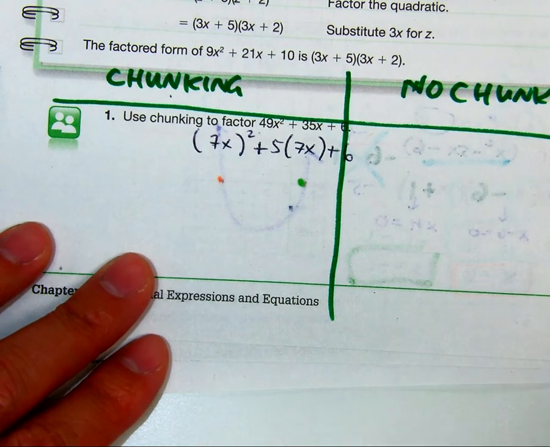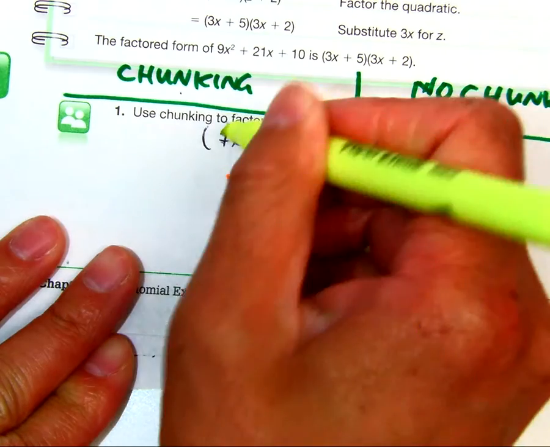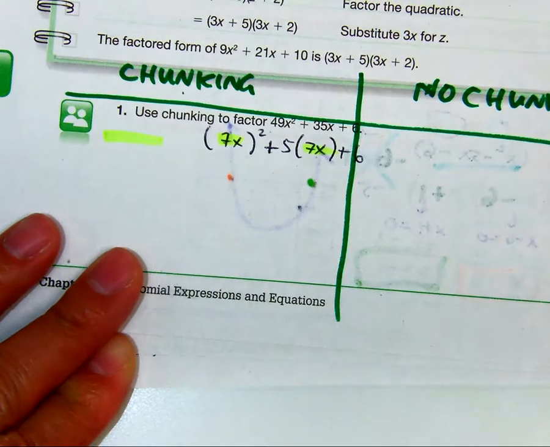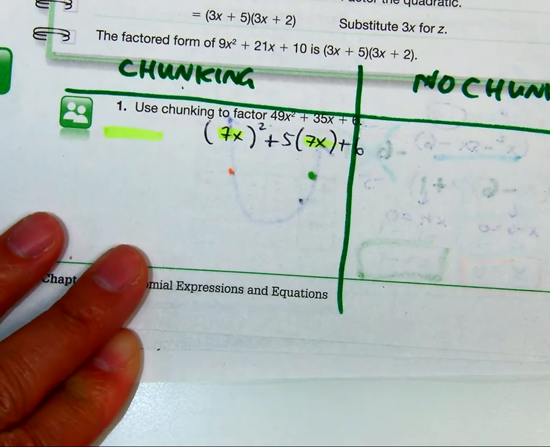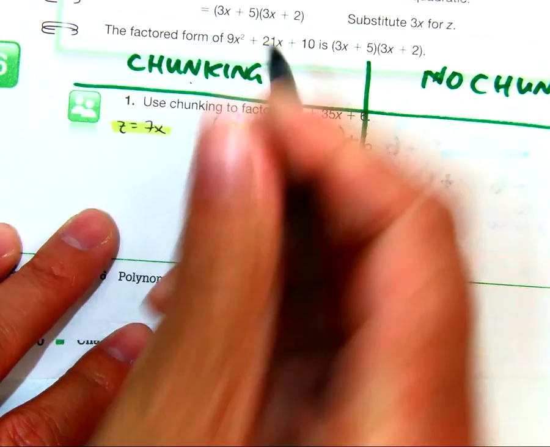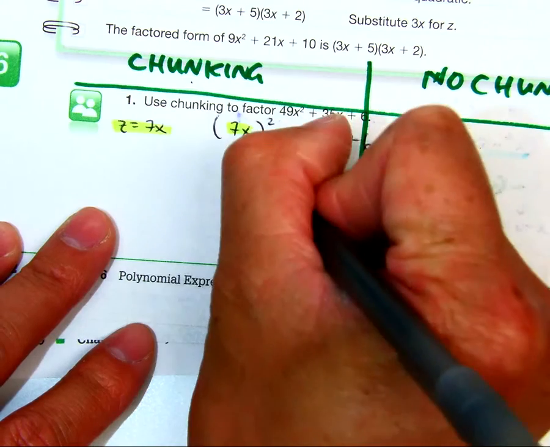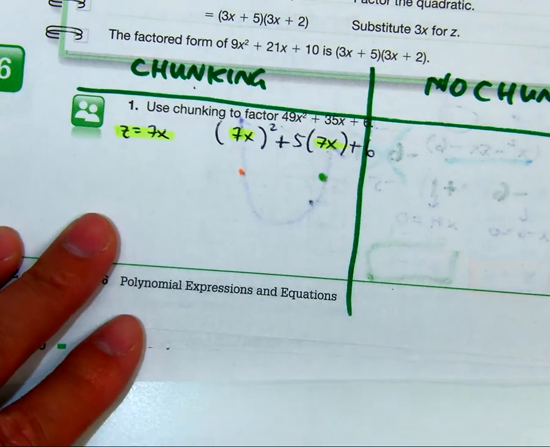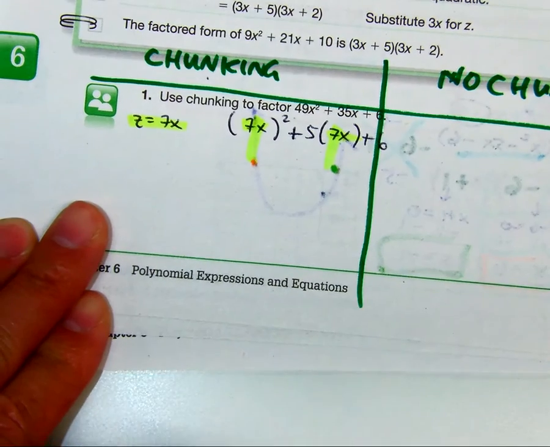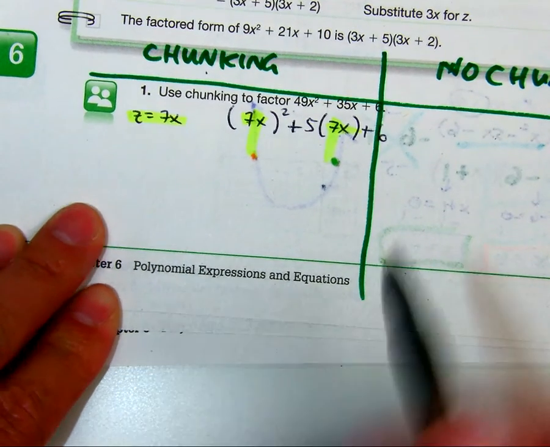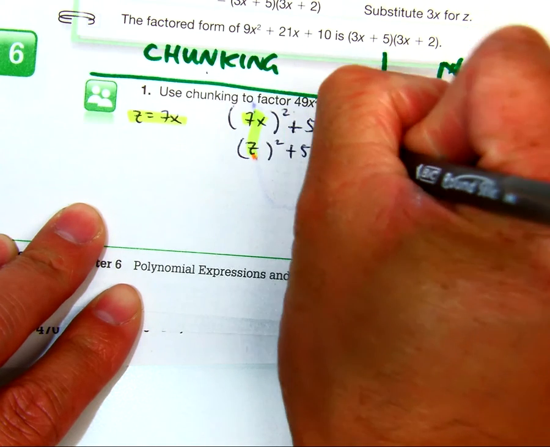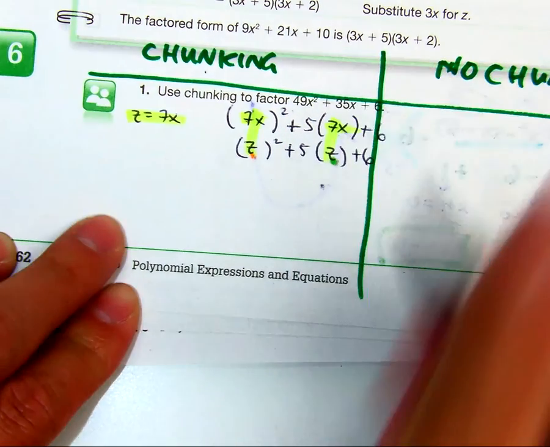And you see how what's in the parentheses is the same. So that means my z value is equal to what? Now the z value is just a variable we chose. So now I'm going to replace it. So every time I see 7x, I'm going to write what? Z. So let's write that. Z squared plus 5z plus 6.